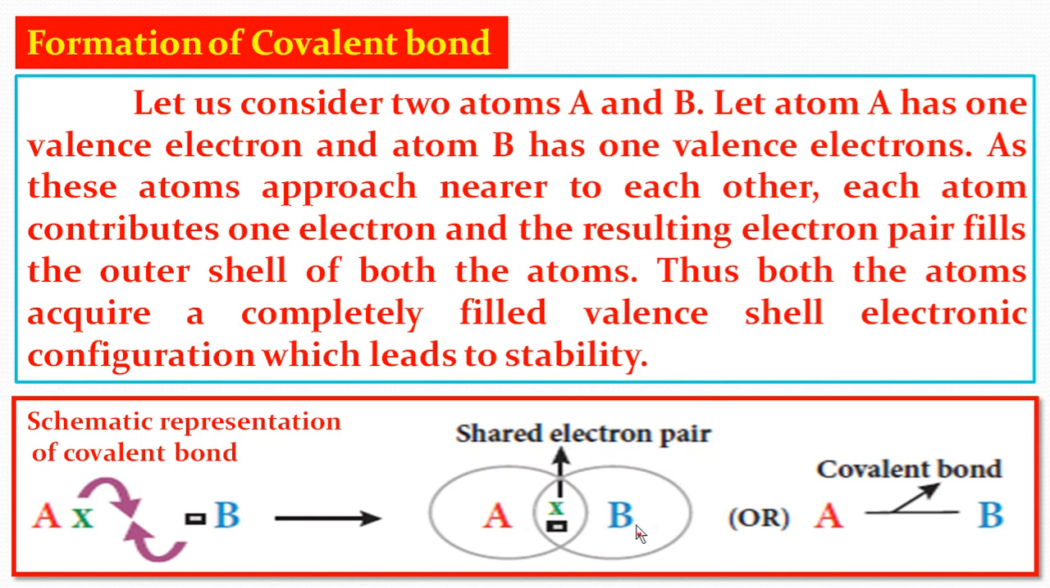Here both the atoms share only one electron. So, here is a shared electron pair, one pair of electrons. Here one covalent bond is formed between the two atoms A and B. Thus both the atoms acquire a filled valence shell electronic configuration, which leads to stability. Only one electron pair, containing two electrons, means only one covalent bond is formed between the atoms A and B. This is the formation of covalent bond.